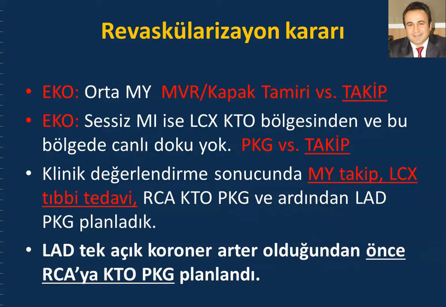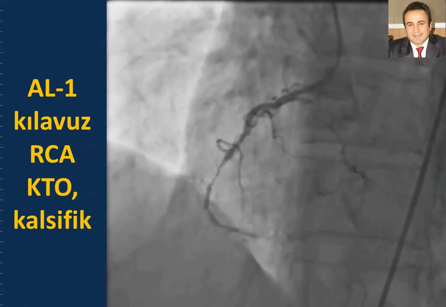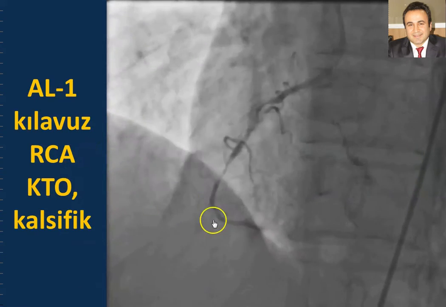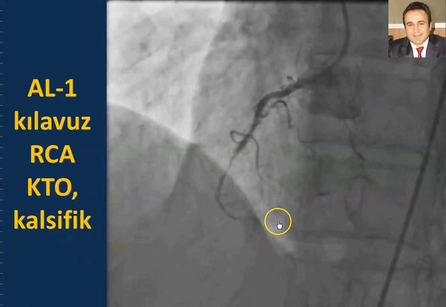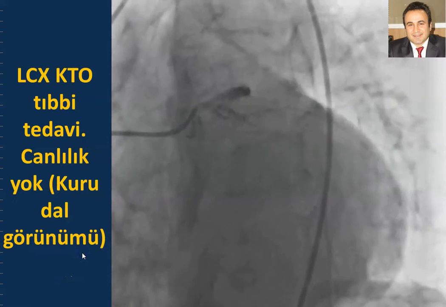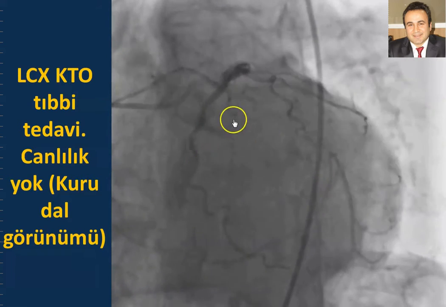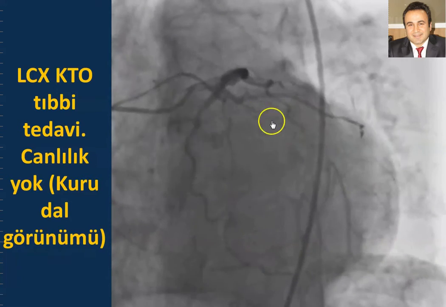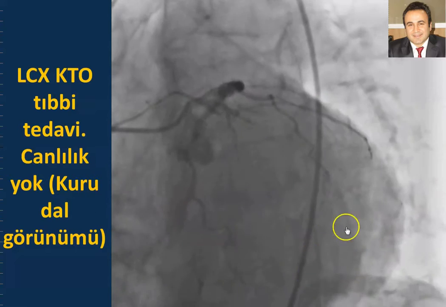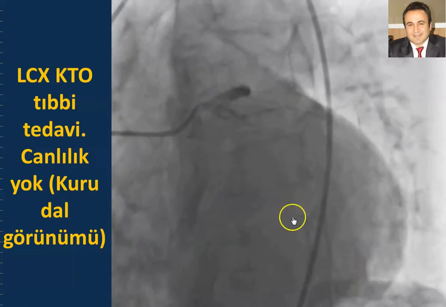Because of that, we first planned PCI for the RCA CTO. An AL1 guiding catheter was used. This is the left coronary angiogram: another chronic total occlusion in the circumflex artery, but there is no viable tissue in this territory.